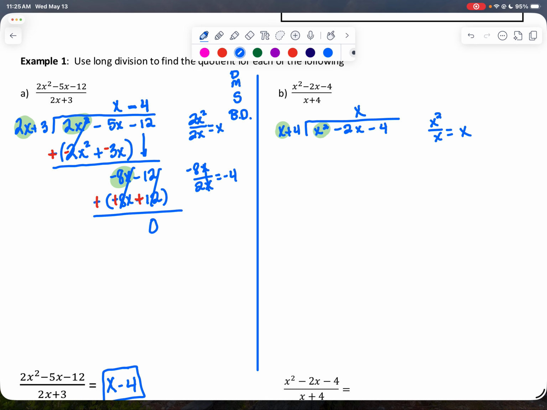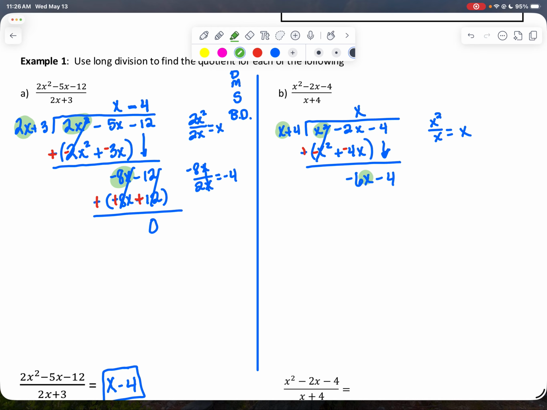Next step is multiply. So I'm going to multiply x times x plus 4. So x times x is x squared. x times 4 is 4x. Next step, subtract. So I'm subtracting this entire expression, and I'm going to change that to addition of the opposite. So when I do that, this zeroes out. Negative 2x plus negative 4x is negative 6x. And then next step is bring down.